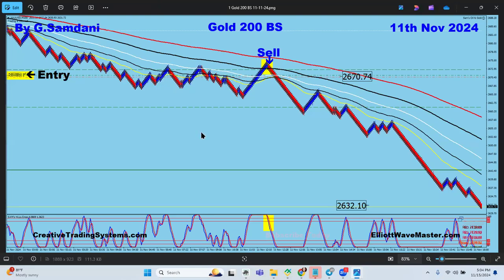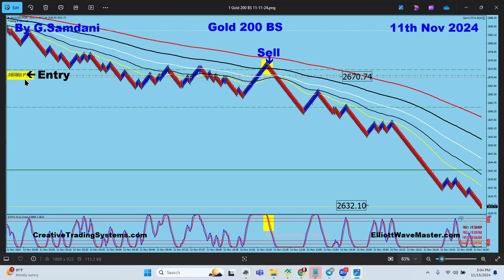Today is Friday, 5 p.m. Market just closed, so let's get started. This is the first trade of the week, 11th November. Week started, and the first trade was gold from 200 box size. Gold went down big time last week, or this whole week, right?